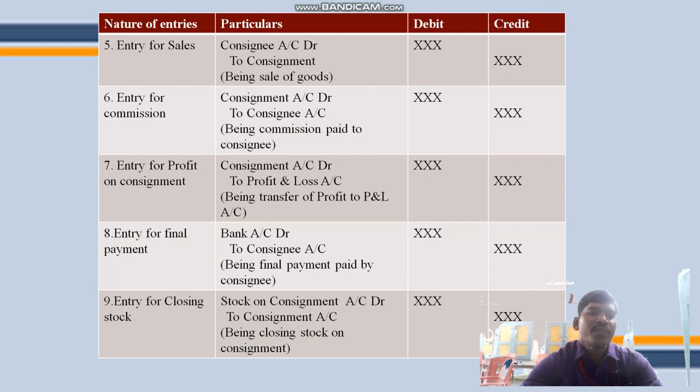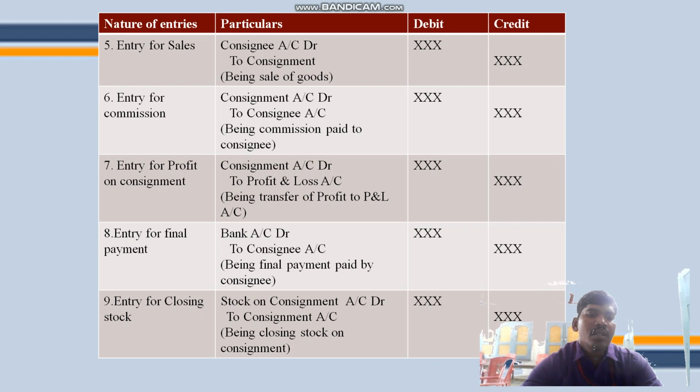And then the entry for profit: Consignment Account debit to Profit and Loss Account. Then the entry for final payment. As I explained earlier, this is the amount paid by the consignee to the consignor at the end, which is the final amount. As it is being paid to the consignor's bank account, we are debiting the bank account. As it is being paid by the consignee, we are crediting the consignee account. So the journal entry is Bank Account debit to Consignee Account.